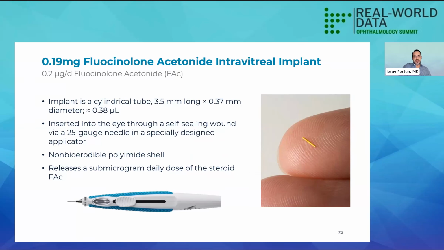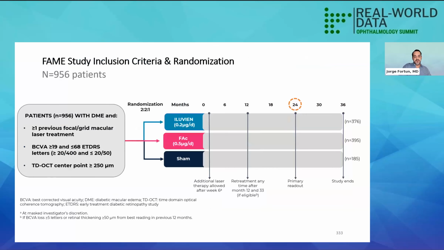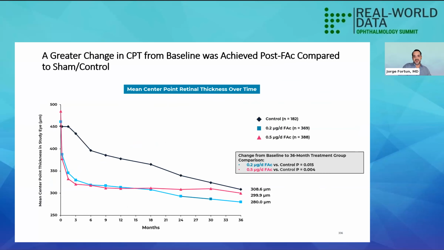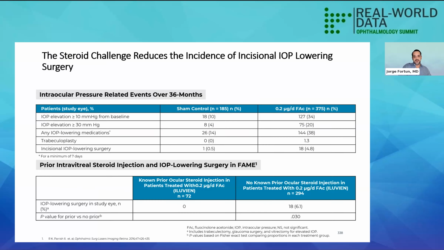The fluocinolone acetonide intravitreal implant, or Iluvien, is seen here. For the interest of time, we will briefly mention the FAME study, which was the registration trial, and show that the primary outcome was met, with patients achieving greater than 3 lines from baseline and receiving minimal supplemental therapy, again with improved central mean point retinal thickness. Of note, one of the things that was found in the real-world studies, which we'll review shortly, is that with steroids, having a steroid challenge can safely predict steroid IOP response.